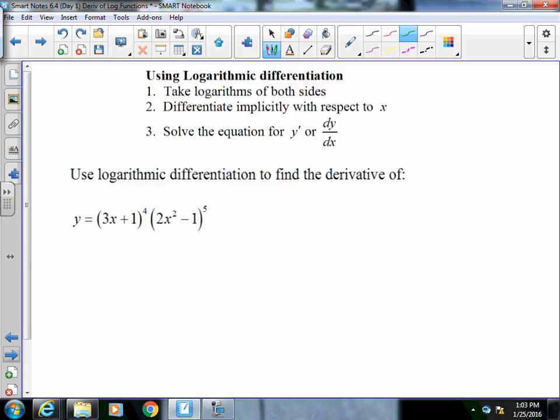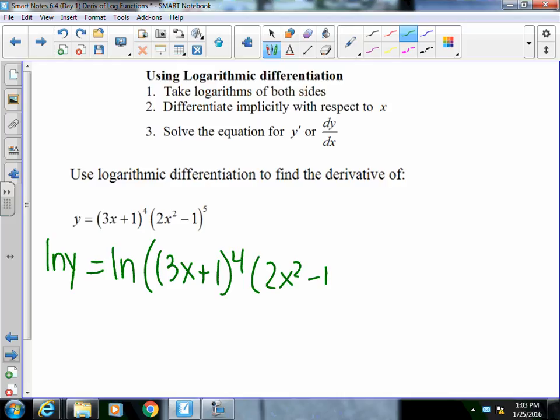Finally, the last thing we're going to talk about today is logarithmic differentiation. And it's not tricky if you are careful to follow the steps. And it does involve implicit differentiation a little bit. So, the first thing it says is take logarithms of both sides. So I'm going to make this ln of y equals ln of (3x plus 1) to the 4th times (2x squared minus 1) to the 5th.